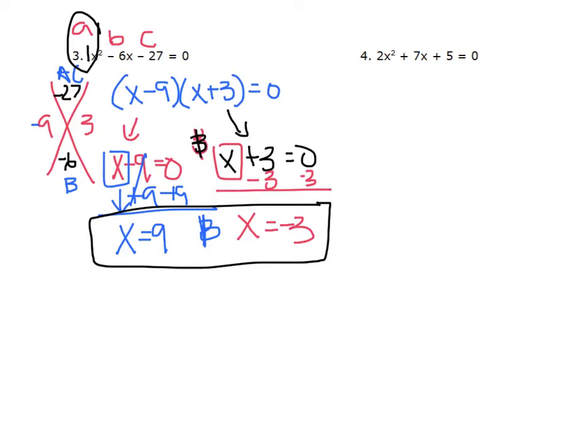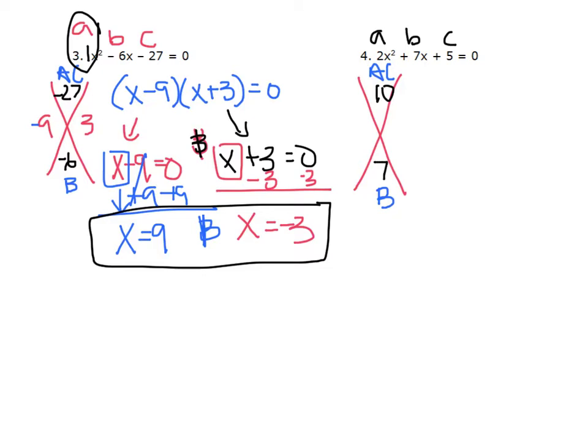Number 4, same concept. Identify A, B, and C. Okay, so now I have my big X, A times C, plus B. A times C is 2 times 5, which is 10. B is 7.